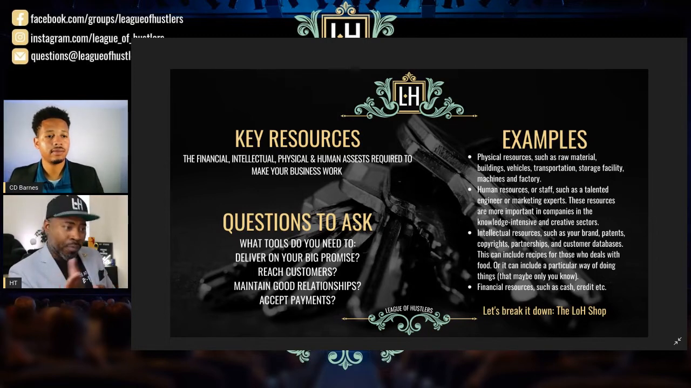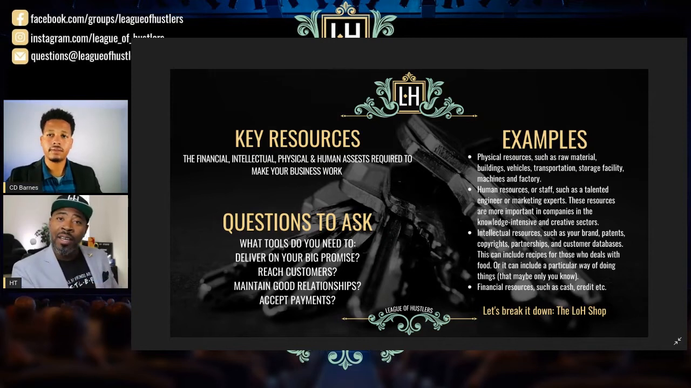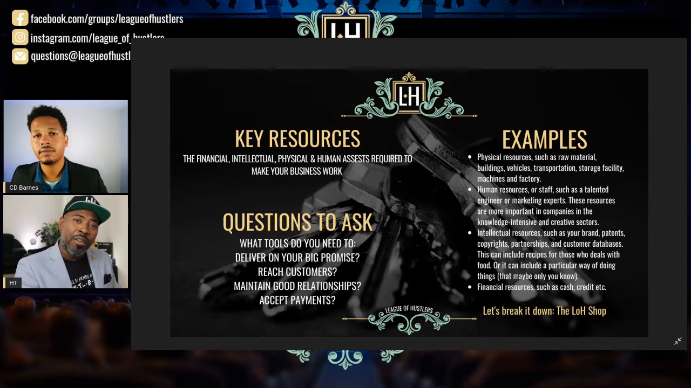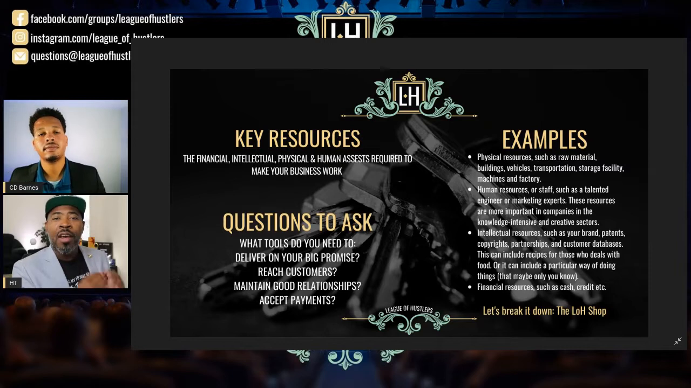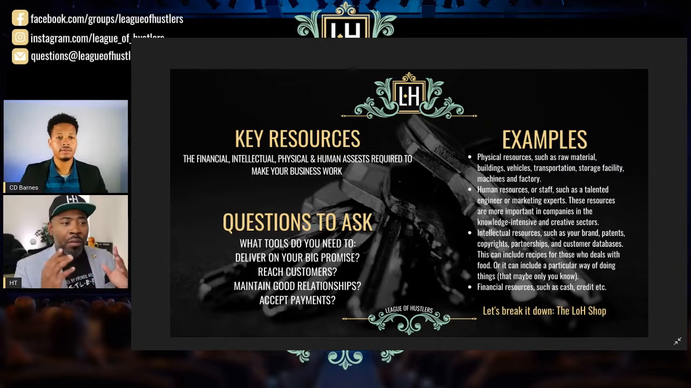The next one also: what tools do you need to maintain good relationships? Do you need to email your list often? How many times a day do you need to reach out? What type of customer service pipeline do people want? The little chat button on your website to be able to talk to someone immediately. Think about those types of tools. These are your key resources, the key things that are going to help you deliver on your value proposition, also known as your big promise.